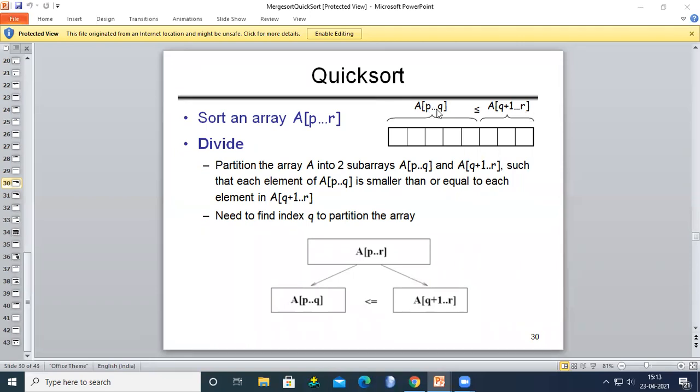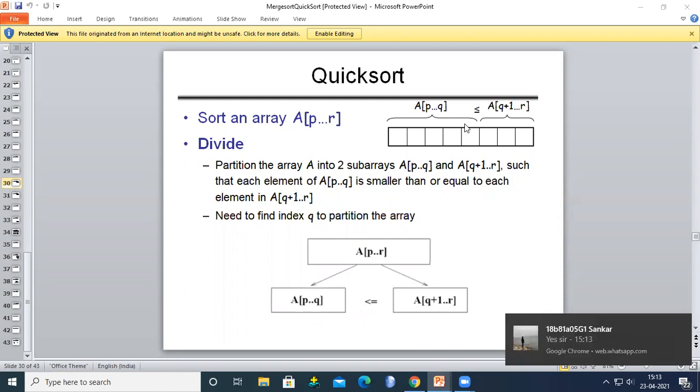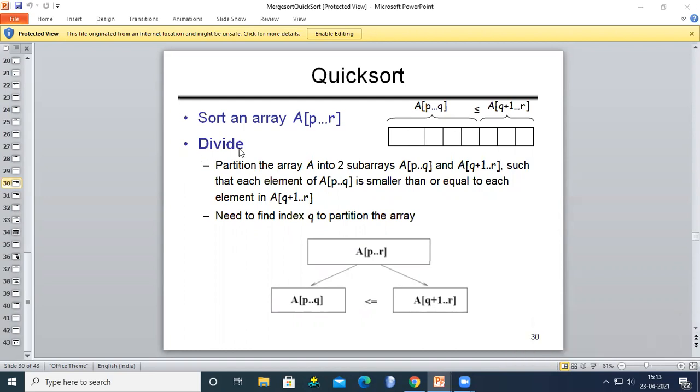So what is this one? P to Q, Q plus 1 to R. That means Q is a point or element at which we are partitioning the entire list of elements into two parts, left part and right part. Left part is P to Q elements in the array A, and the right part is Q plus 1 to R. After Q, the next element is Q plus 1. R is the upper bound and Q plus 1 is the lower bound for the second array.